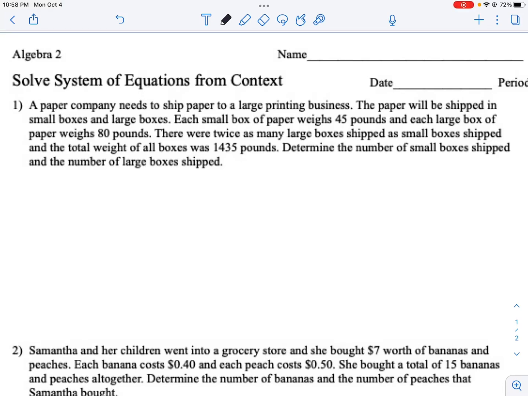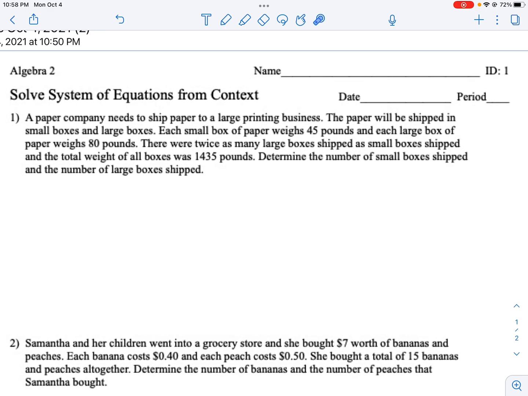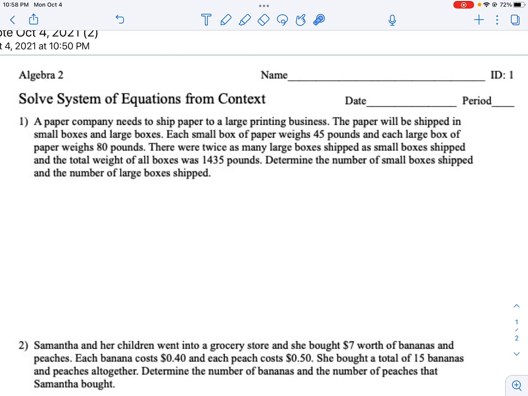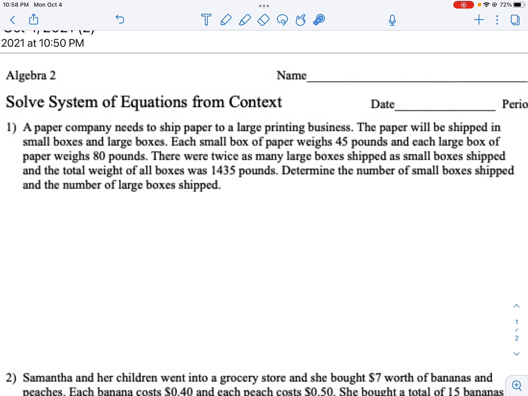All right, everybody. Here we are on a cool rainy day. We are going to go one step beyond what we've been doing, and we're going to solve these problems. So we know how to set them up already, right? We're going to practice our setup, and then we're going to solve. So let's start with number one.